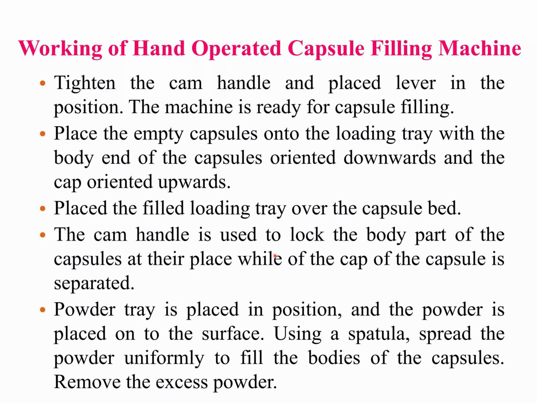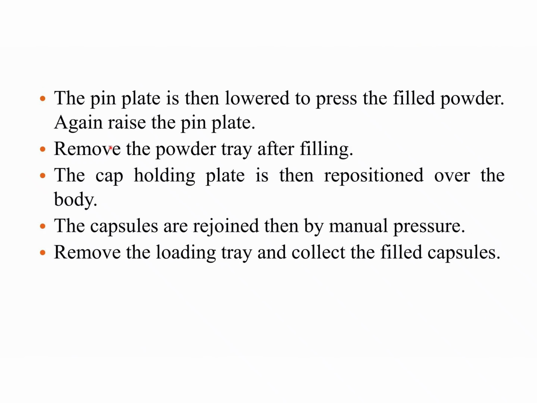The cam handle is used to lock the body part of the capsule in place while the cap of the capsule is separated. Powder tray is placed in position. Okay, the task of the powder tray is providing the powder or granules into the capsule body, and the powder is placed on the surface. Using the spatula, spread the powder uniformly to fill the bodies of the capsule. Remove the excess powder.